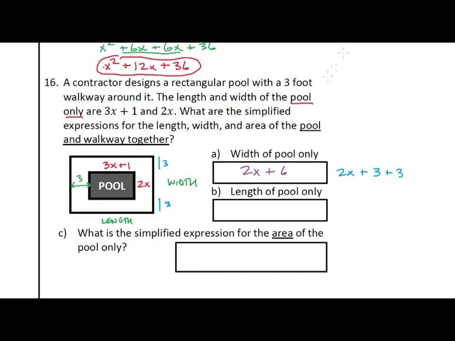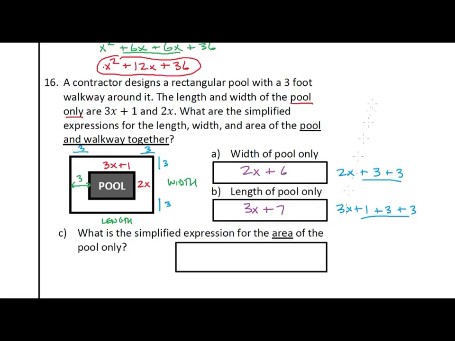All right, let's take a look at the length. The length starts off as 3x plus 1. And we're going to do the same thing. To add the walkway, you have to add 3 feet to this side, and you have to add 3 feet to this side. It's going to be plus 3, plus 3. So in this case, we can combine these like terms together, and we get 3x plus 7.